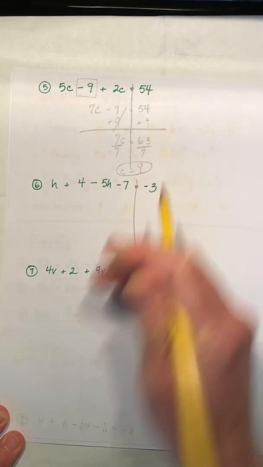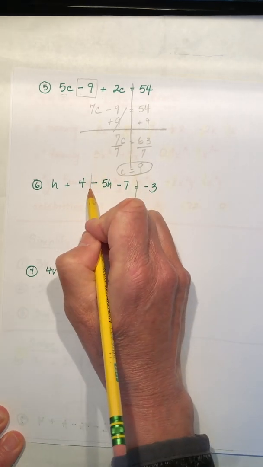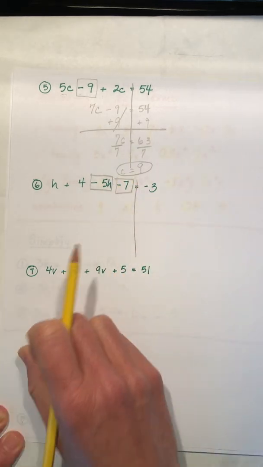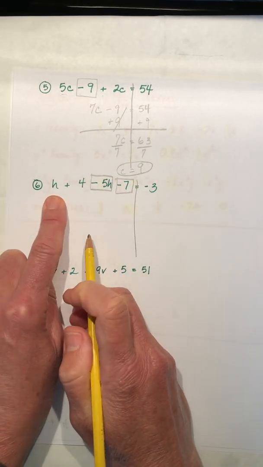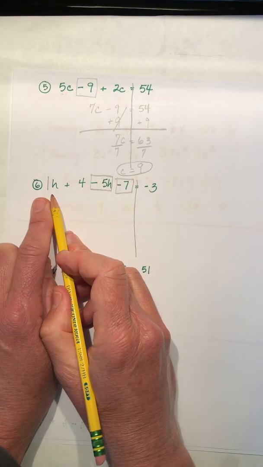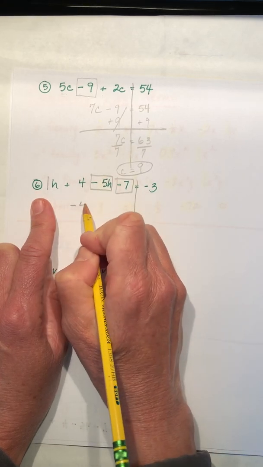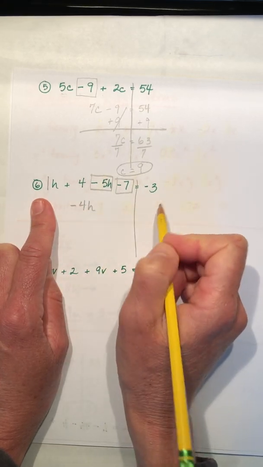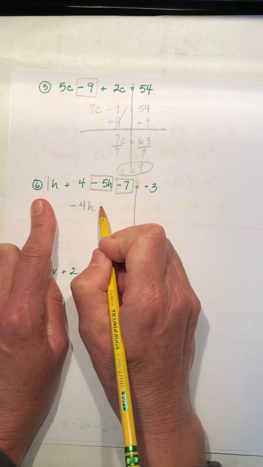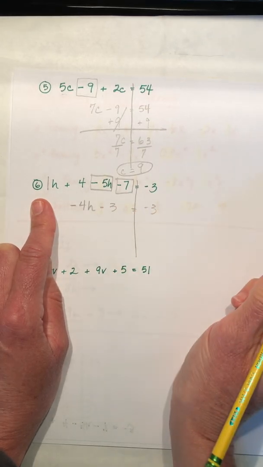All right, sample number 6. Again, I want to start by boxing in my subtraction, because once I do that, I can really think of this all as being addition. So I have h, that means 1h, remember. I have 1h and a negative 5h. That leaves me with negative 4h. Then I have 4 minus 7, which is a negative 3, or minus 3 equals negative 3.